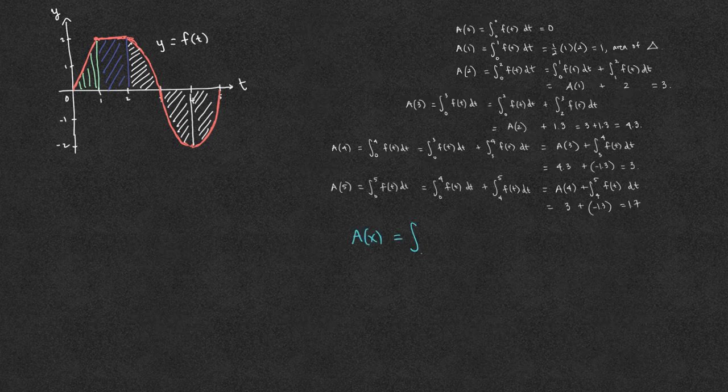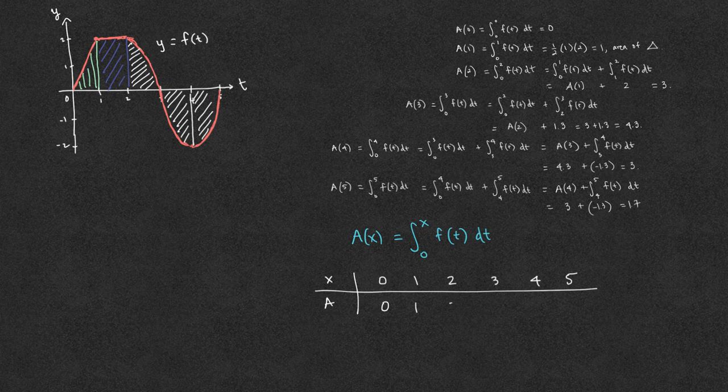Thus we see that if A of x is defined to be the integral from 0 to x of f of t dt, then when x is 0, A is 0; when x equals 1, A is 1; when x equals 2, A is 3; A of 3 is 4.3; A of 4 is 3; and A of 5 is 1.7.